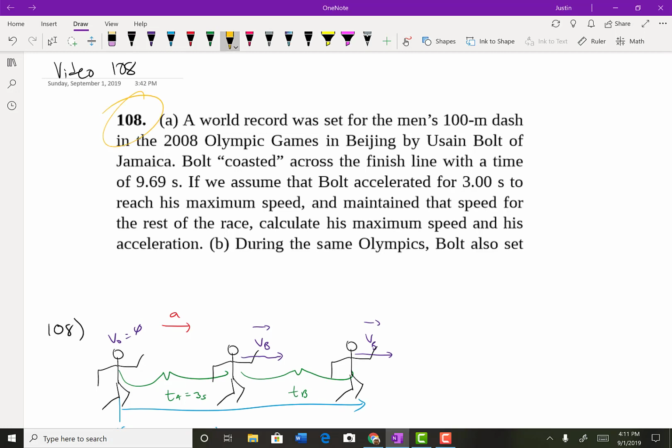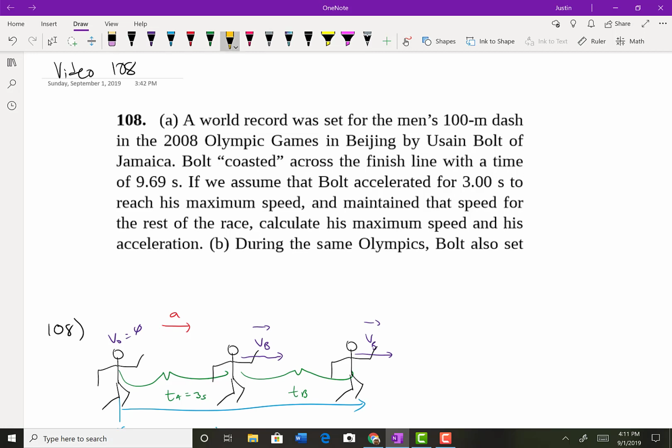I'm going to do problem 108 that people had. This was the one with Usain Bolt that people were having issues with. So here we go. I'm going to show you step by step kind of what I did. All right, so for 108, I'm just going to do part A because part B is basically a duplicate, and then you can try that again on your own.